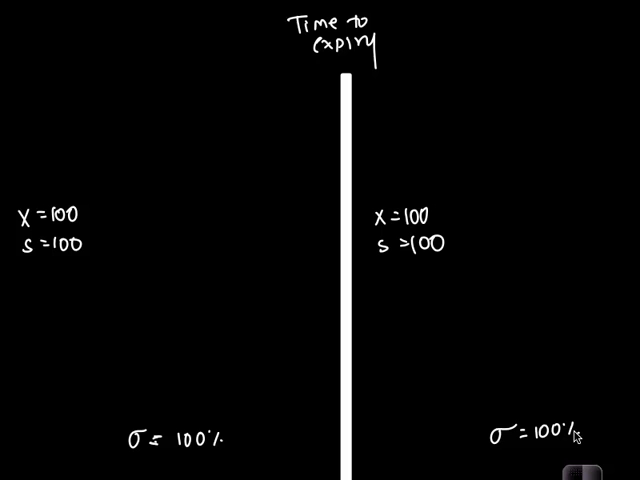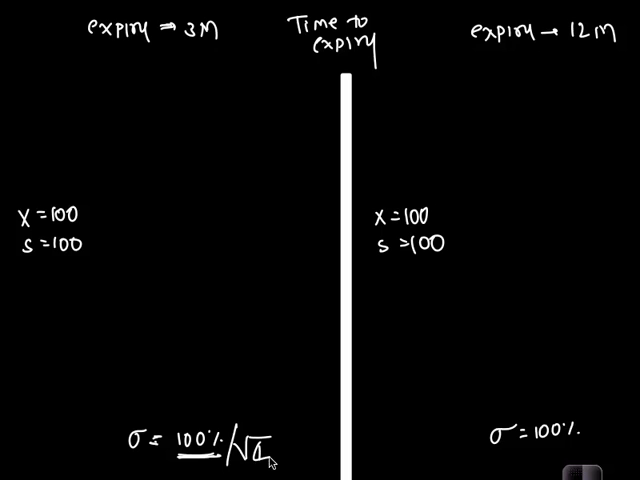These are annualized volatility. But let us say expiry of the first option is in 3 months, whereas expiry of this option is 12 months. Ignoring the mathematics of conversion of standard deviation, roughly, it doesn't work that way, but just for understanding purposes, if annualized is 100, then quarterly should be 25. The correct calculation is it should be 100 divided by root 4, but I'm going to ignore that just for understanding purposes. So quarterly, I'm going to assume 25%.